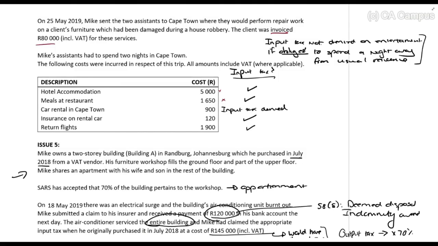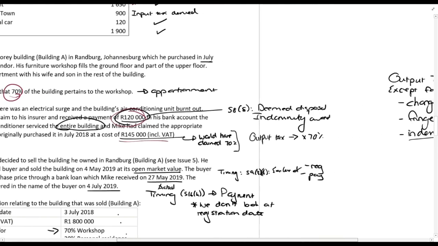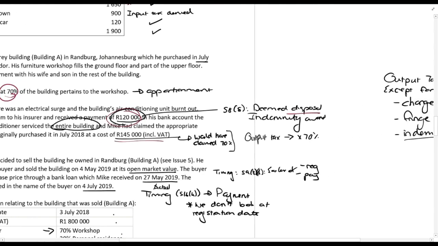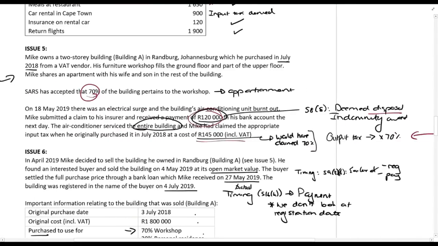Right, and then issue 5. This is where we received an indemnity payment of 120,000 rands from our insurers. Remember, 70% of the building we could claim input tax on. So we claimed input tax when we originally purchased these air conditioners. Now when we received the indemnity award, there's a deemed disposal, so we have to calculate output tax. Output tax is usually calculated at 100%, except for indemnity awards and fringe benefits. So that is why we have to apportion this output tax by 70%.